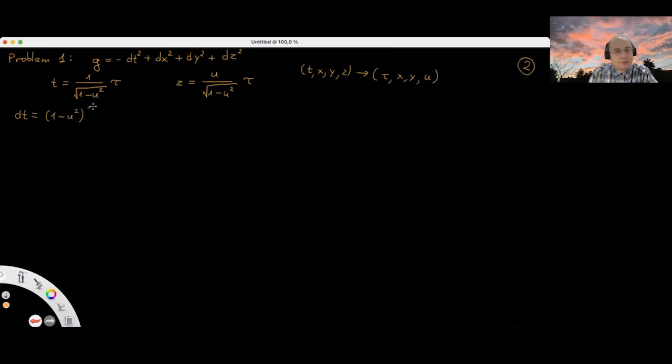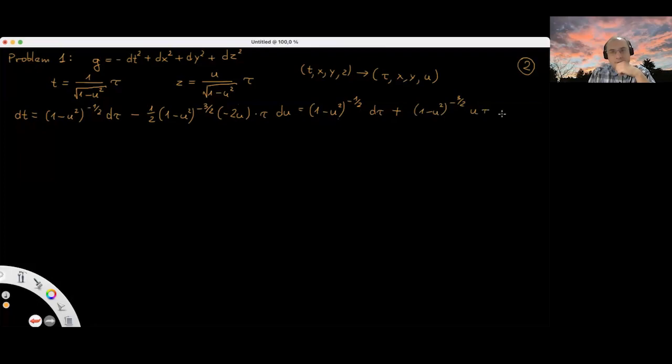So we got tau minus 1/2, 1 minus u squared to the power of minus 3/2. I differentiated with respect to tau first, and now with respect to u, and there would be minus 2u times tau times du. Okay, and this can be simplified to 1 minus u squared to the power minus 1/2 d tau plus, because we have two minuses, 1/2 cancels out with 2, so we've got u tau over, or maybe let's stick to this notation over here, 1 minus u squared to minus 3/2 u tau du.